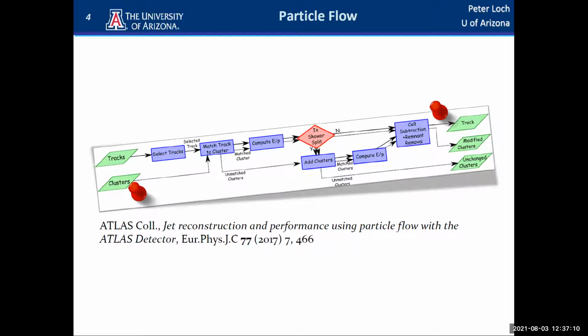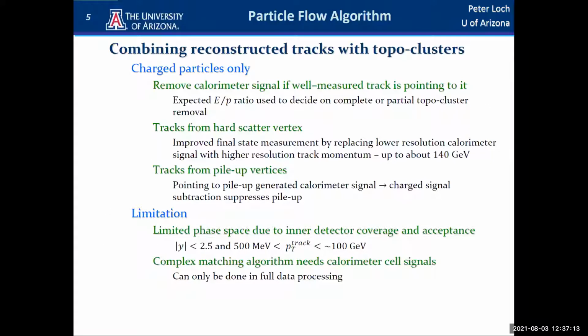So particle flow is a concept that CMS has implemented right away. In Atlas, we had early solutions, but it has only in the last few years gained stability and performance, so we can actually use it. The idea is that for charged particles only, you remove the calorimeter signal of these particles if a well-measured reconstructed track is pointing to it. And the judgment is purely made on the ratio of the energy over the momentum of the track. They should be close to each other. If the calorimeter is well calibrated, you would expect 1. You get values around that number if you apply the calibration.